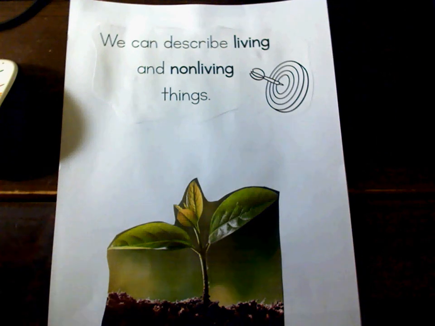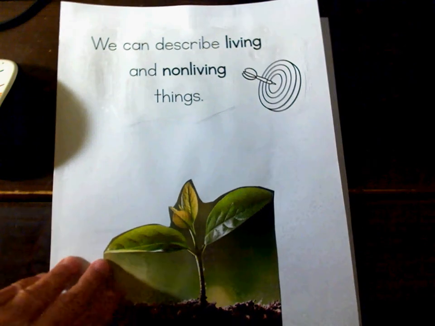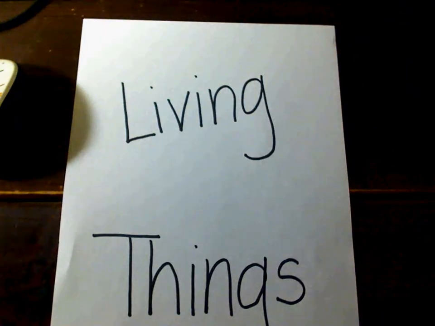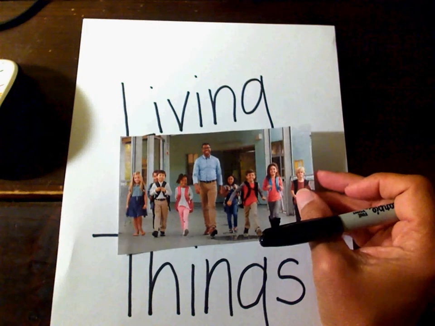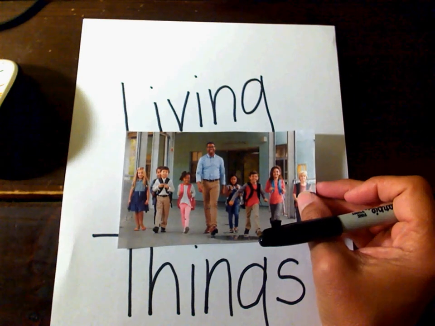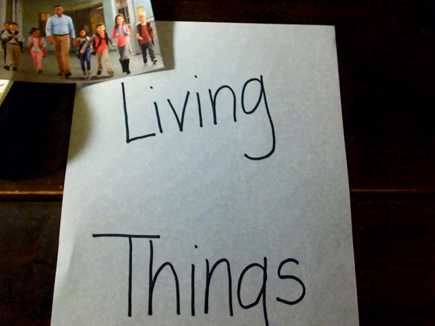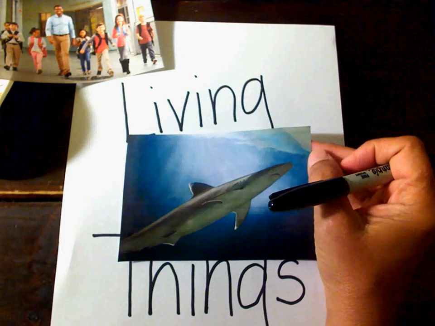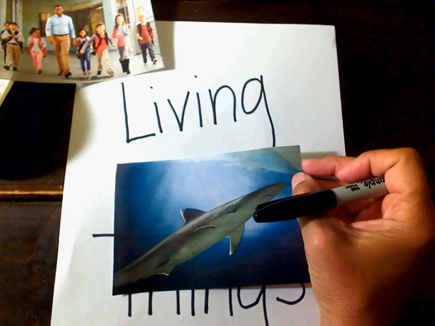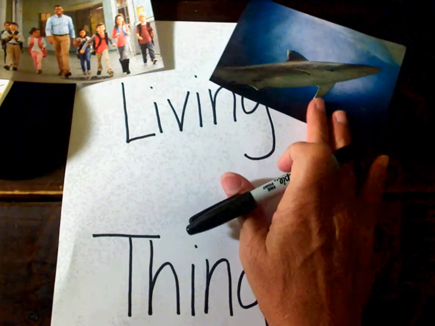So the first thing I want you to do is you're going to look at some pictures with me, and we're going to tell whether or not these objects are living things or non-living things. So the first one I'm going to show you is people. Are people living or non-living things? That's right, boys and girls. People are living things. What about this guy? This is a shark. Is a shark a living or non-living thing? That's right, boys and girls. It too is a living thing.